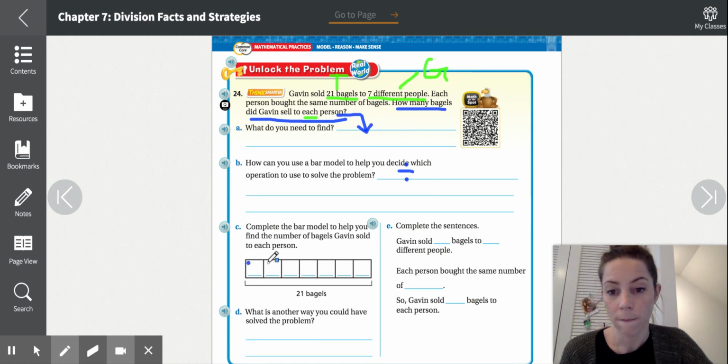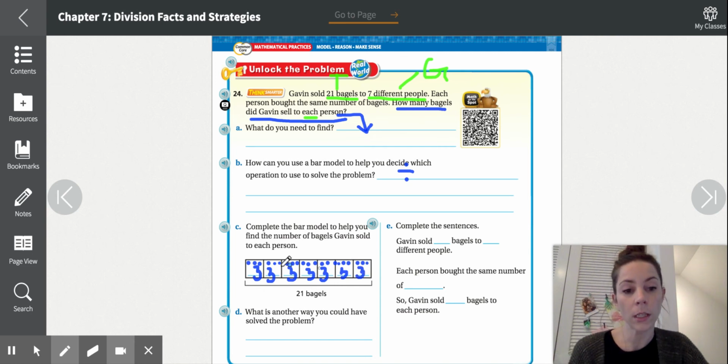So 1, 2, 3, 4, 5, 6, 7, 8, 9, 10, 11, 12, 13, 14, 15, 16, 17, 18, 19, 20, 21. Now remember, I'm supposed to really have numbers in a bar model. So now I'm going to go back and put in the numbers. So there's 3 in each. So 3, 3, 3, 3, 3, 3, 3.